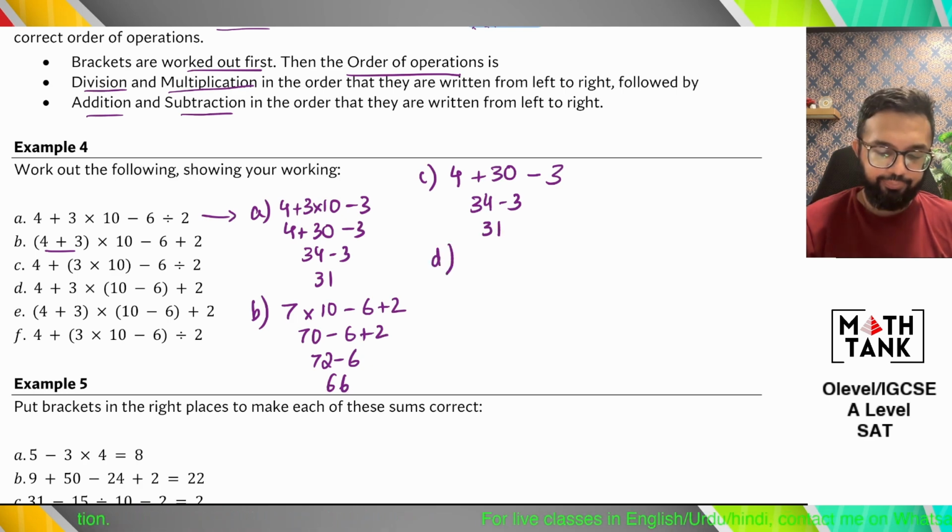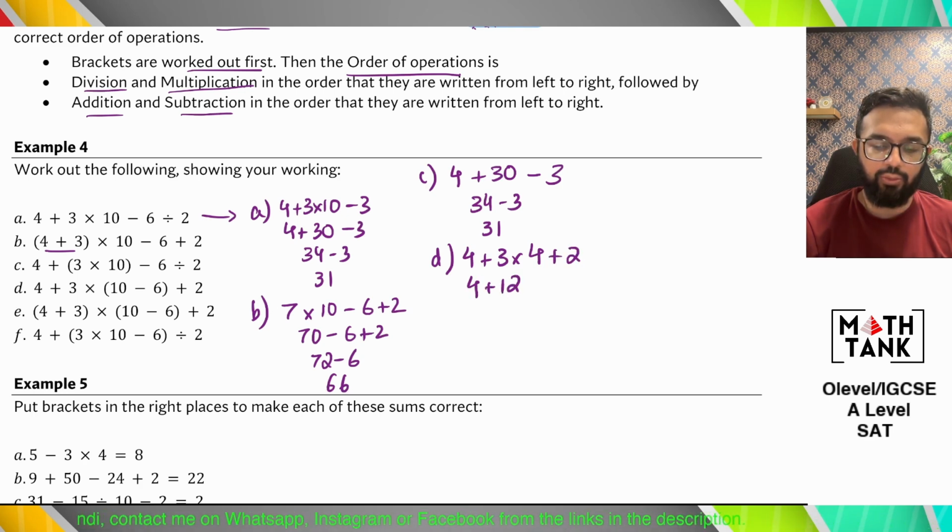For D, 4 plus 3 into 10 minus 6 is inside a bracket. So 4 and then plus 2. Again, multiplication first. So 4 plus 2 plus 2. 12 plus 2, all of these are being added together, so 12 plus 6 is 18.